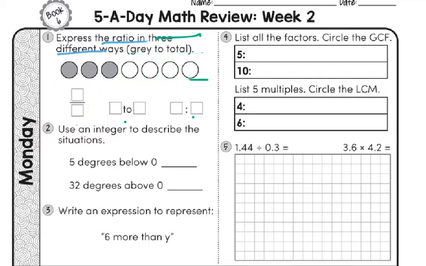The second question on Monday is use an integer to describe the situations. That just means you're writing a number, either positive or negative, to describe the situation. So if you have 5 degrees below 0, how would you write that? And then 32 degrees above 0. Think of it as like how we would write temperature.